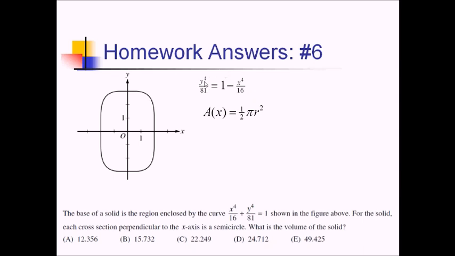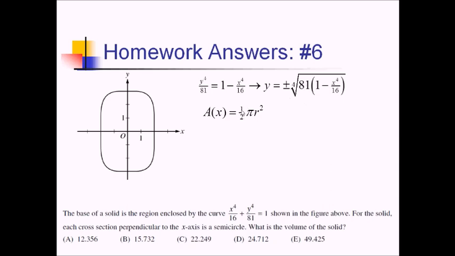And since I'm taking the 4th root of an equation, I need to do a plus or minus. It's an even root, so I need a plus or minus. So when the dust settles, I've got plus or minus 4th root of 81 times 1 minus x to the 4th over 16. So a whole bunch of algebra happening there. And now I'm going to use this to figure out my radius.